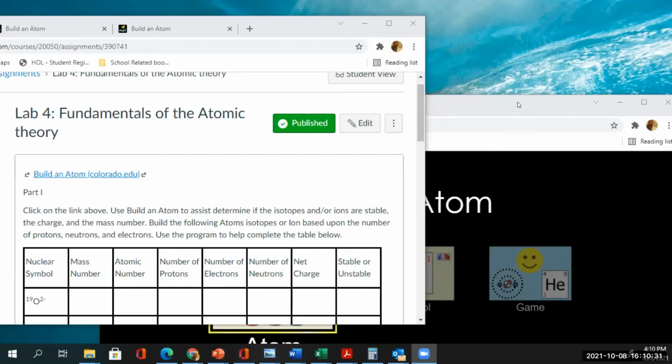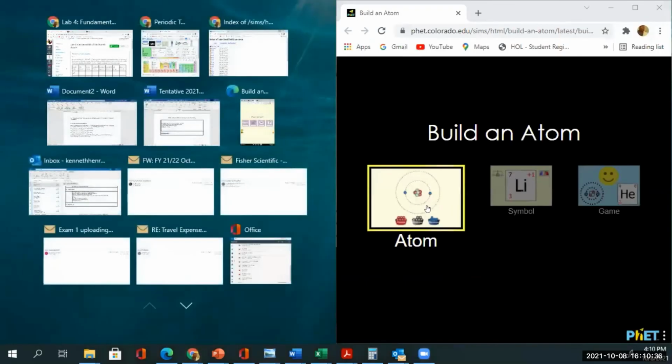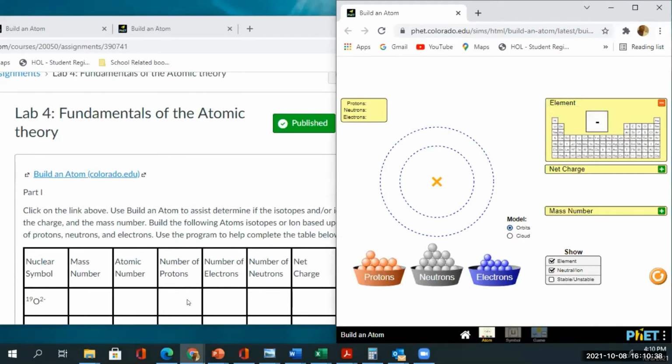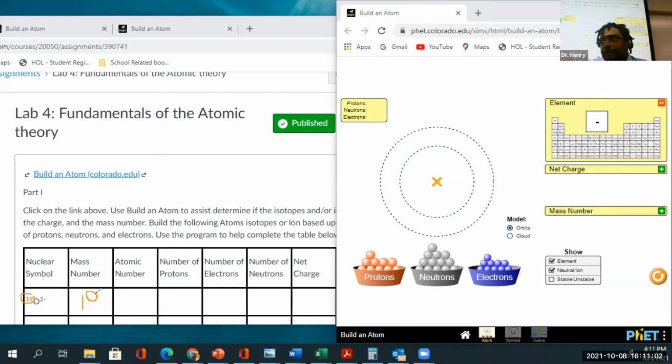Okay, let me pull up the lab. The very first part of it is that you need to fill in the table, and you're going to use Build an Atom to do it. Okay, so the first part is the mass number. What is the mass number for the neutrons and protons? The left number, it's the 19. That's right. It is the 19. So that would be the mass number.